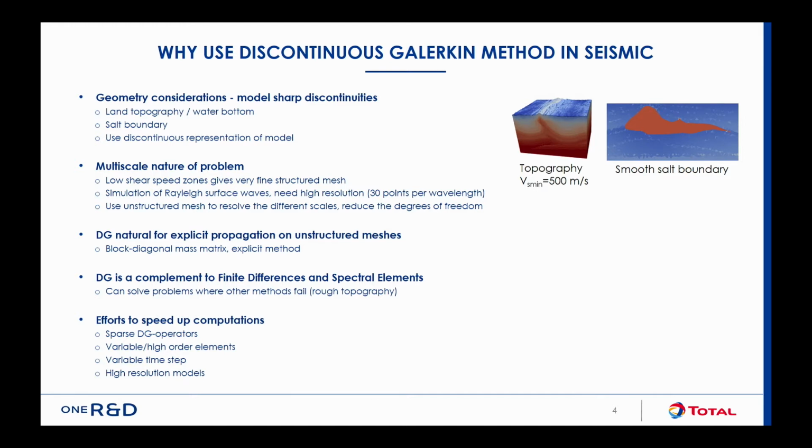One of the big problems with elastic waves is that you have a very big range of velocities. So if you have a small shear wave zone, you have to resolve that with a very fine mesh in finite difference. But if you can have an unstructured mesh, you can utilize the unstructuredness. And I will come back to the effort to speed up here.